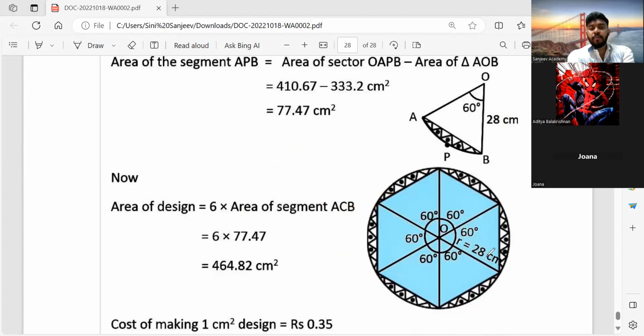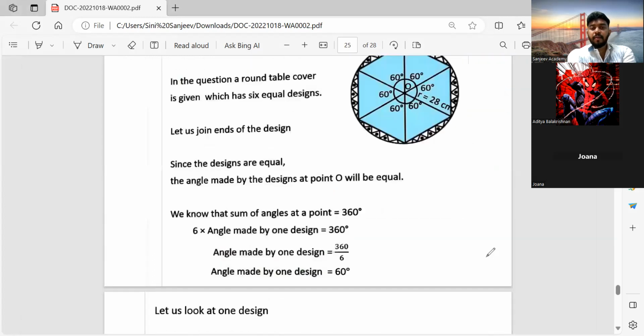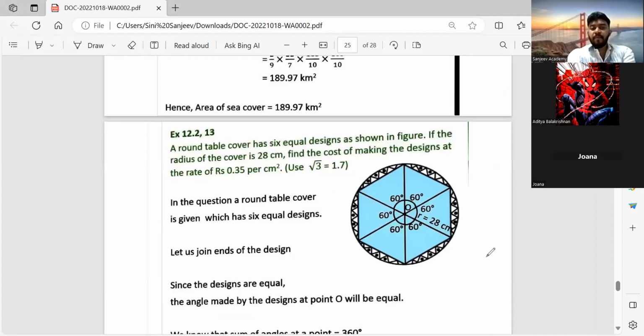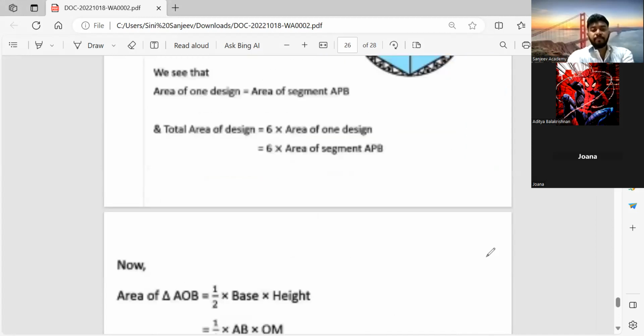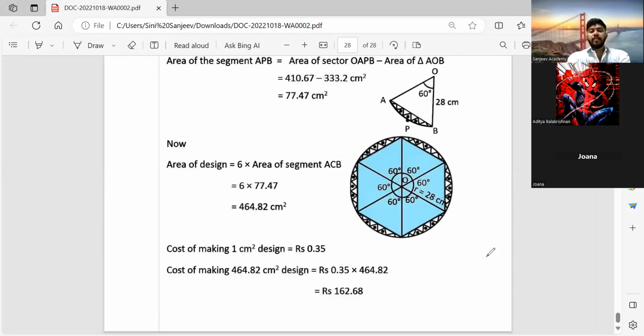Then they are asking you to find the rate of the cloth. Correct? 0.35. So once you find out that answer, multiply by 0.35. That's all. Once you find out the answer, multiply by 0.35, we'll get the answer of this. So ultimately, it's the same thing.